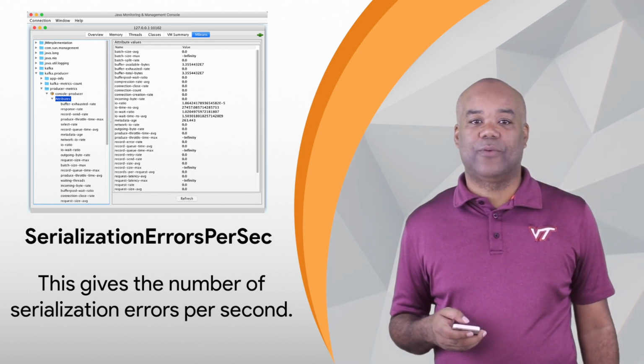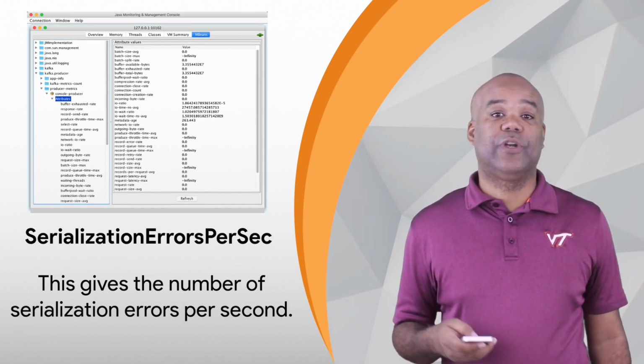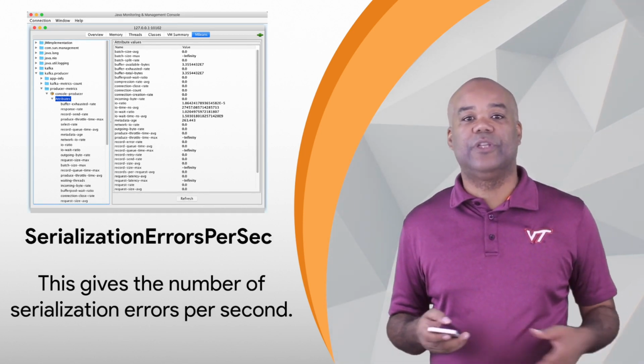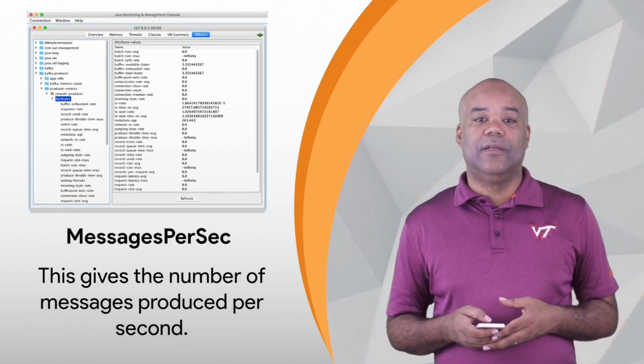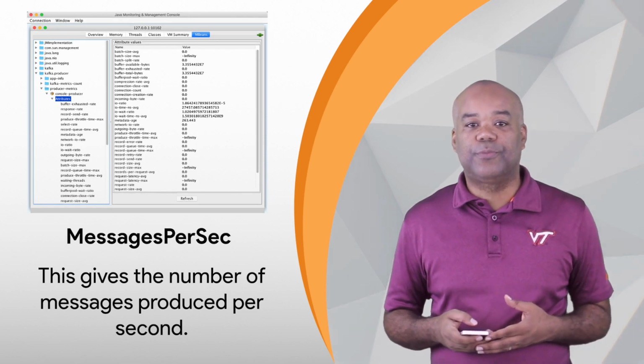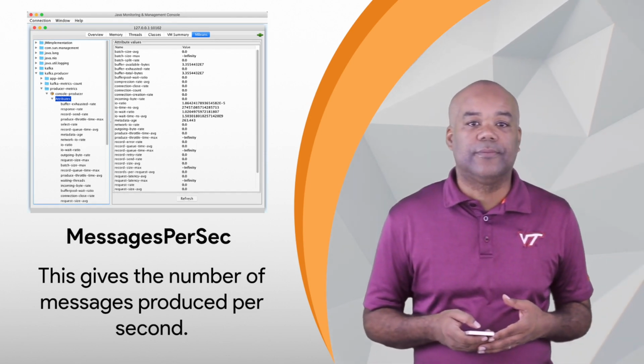Serialization errors per second, the number of serialization errors occurring per second. That's another one that you're going to want to keep your eye on. Messages per second gives the number of messages produced per second from the producers.